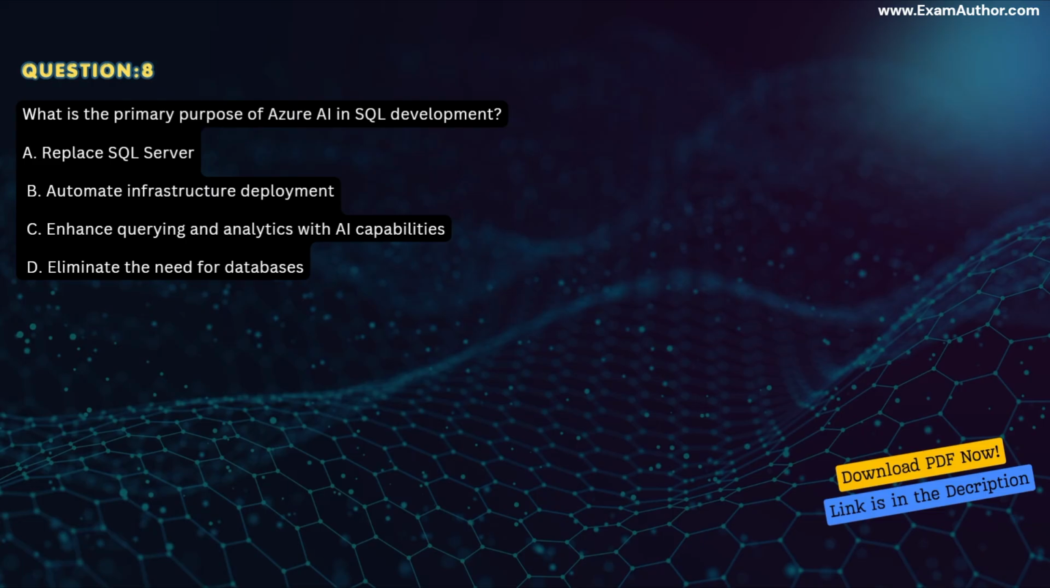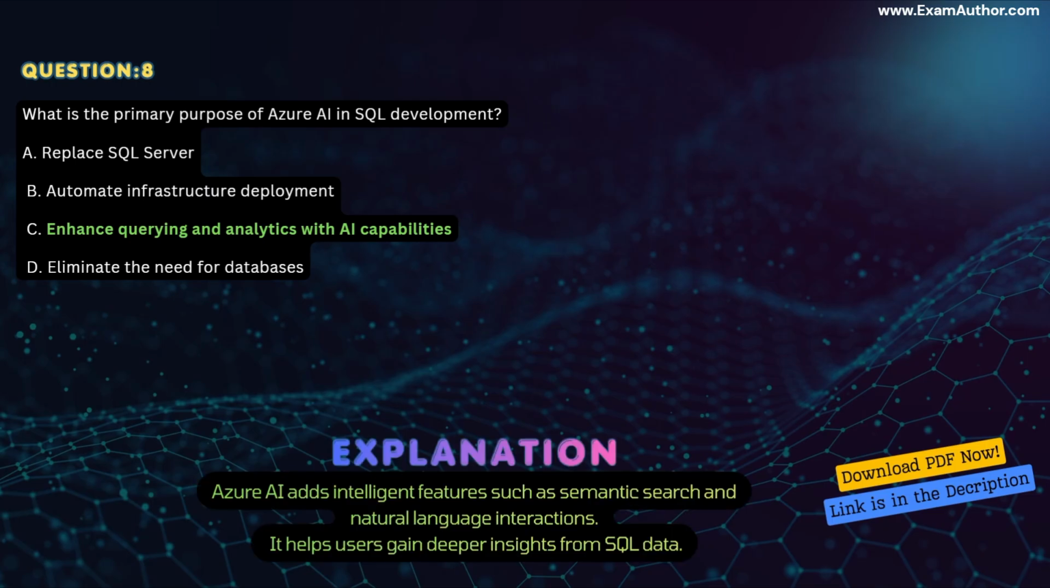Question 8. What is the primary purpose of Azure AI in SQL development? A. Replace SQL Server. B. Automate infrastructure deployment. C. Enhance querying and analytics with AI capabilities. D. Eliminate the need for databases. Correct answer, C. Enhance querying and analytics with AI capabilities. Explanation. Azure AI adds intelligent features such as semantic search and natural language interactions. It helps users gain deeper insights from SQL data.